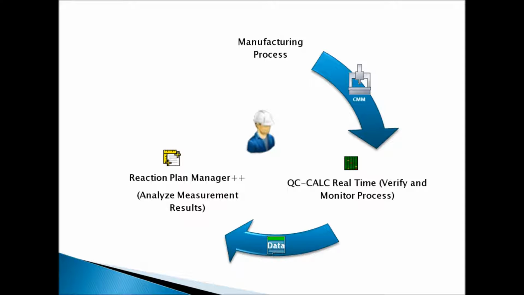Reaction Plan Manager Plus analyzes the measurement data and tells the operator exactly what to do. It gives him very specific instructions. For example, adjust the cutter comp by 5/1000ths. Or if there is no adjustments required at all, it'll say, no adjustments required, go ahead and run production. The end result is a clear, consistent way of analyzing the data and giving the operator the appropriate instructions he needs to keep his machine running smoothly.